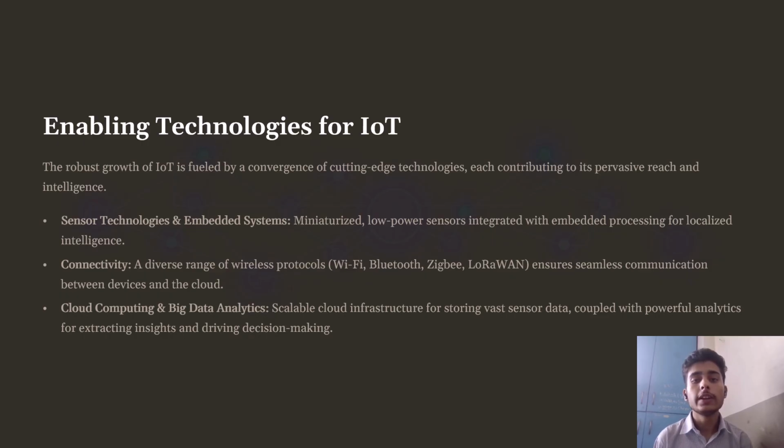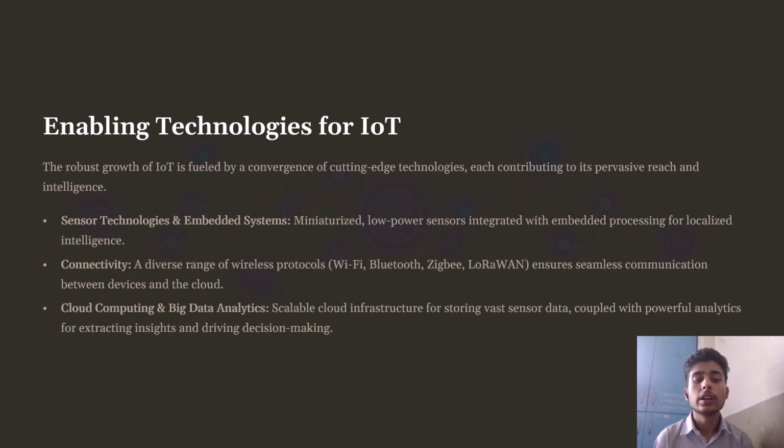So next point is enabling technologies for IoT. The IoT is now ongoing with a robust growth, and it also has the support of many cutting-edge technologies coming nowadays. Few of them are sensor technologies and embedded systems. In this technology, minute size or low power sensors are integrated with an embedded processing unit for localized intelligence, and it does not require a central control.